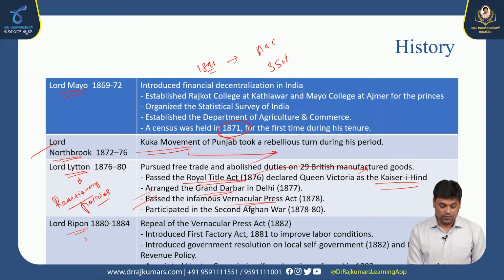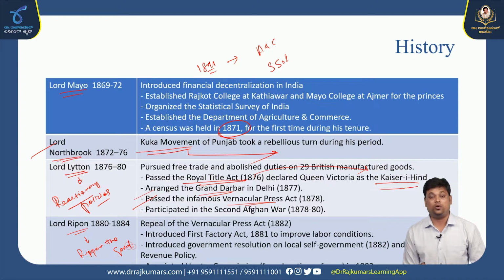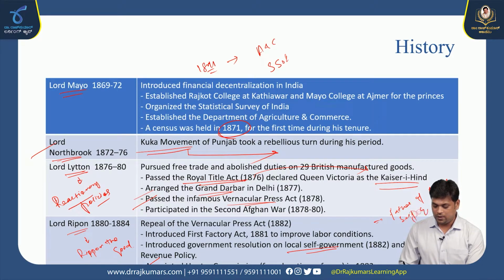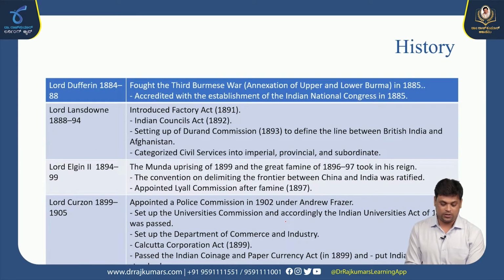Ripon, popularly known as Ripon the Good, because he always considered the goodwill of Indians. So, Ripon the Good. The Hunter Commission was appointed here, and also local self-government. Lord Ripon is popularly known as the father of local self-government in India. Remember all the major points that I am giving you here. Lord Ripon is considered the father of local self-government.